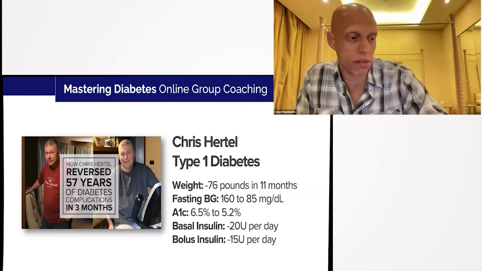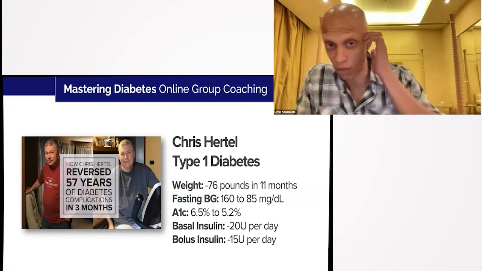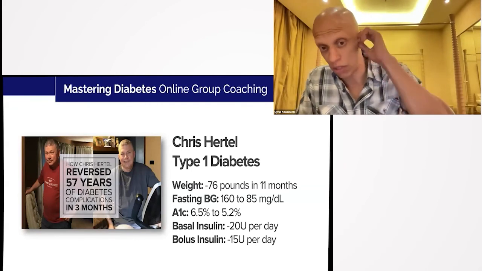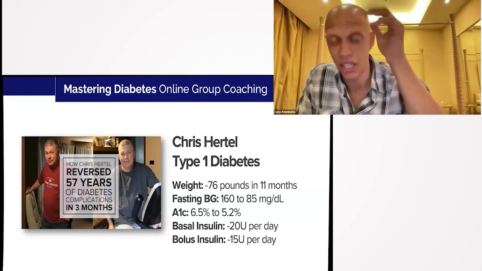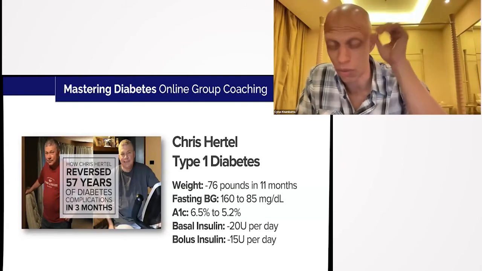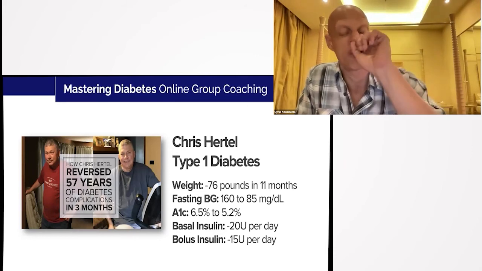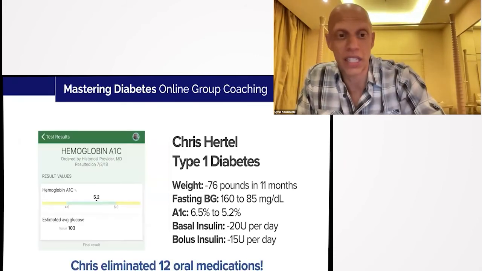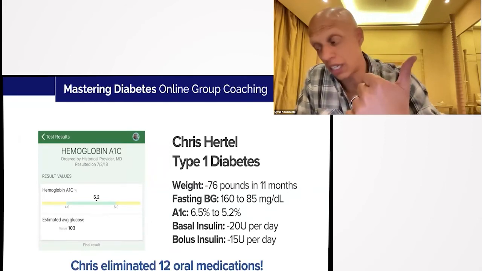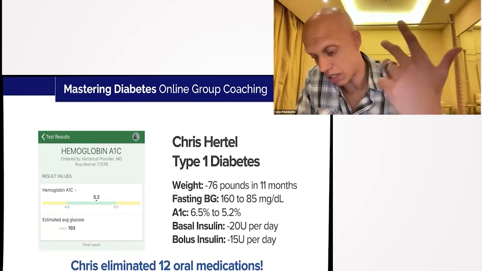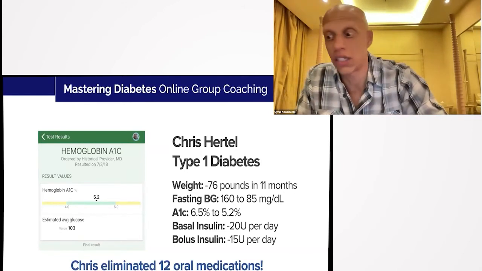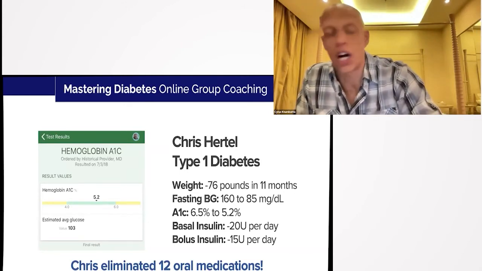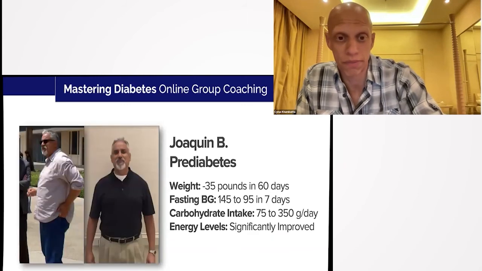I can show you testimonial after testimonial after testimonial from a bunch of people living with type 1 and type 2 diabetes, who have reduced their A1C values, who have cut their fasting blood glucose, who have lost tremendous amounts of weight. In this case, Chris Hertel is living with type 1 diabetes for more than 57 years. He lost 76 pounds. He reduced his insulin use by more than 50%. He eliminated 12 oral medications, reversed obesity, reversed hypertension, reversed high cholesterol, and reversed rheumatoid arthritis. 4 conditions. Rheumatoid arthritis was an autoimmune condition that his doctor said was irreversible, and Chris proved him wrong.